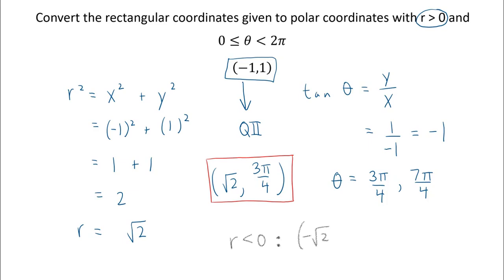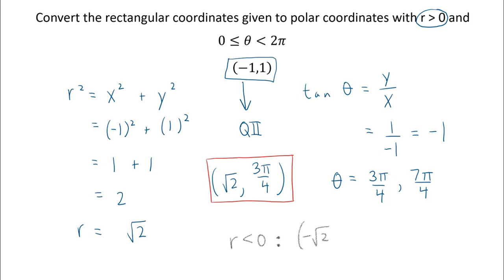So the question is, which angle would we have chosen to go with this negative r value of negative square root 2? Well, we couldn't have chosen 3 pi over 4, because the angle 3 pi over 4 puts us in the second quadrant. And then if we go square root of 2 units in the opposite direction of that 3 pi over 4, that puts us in the fourth quadrant.